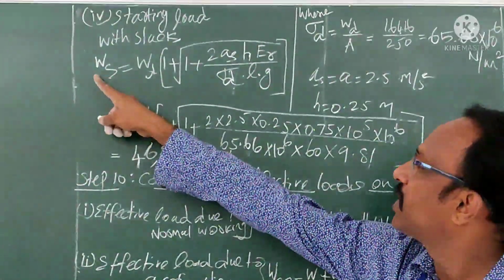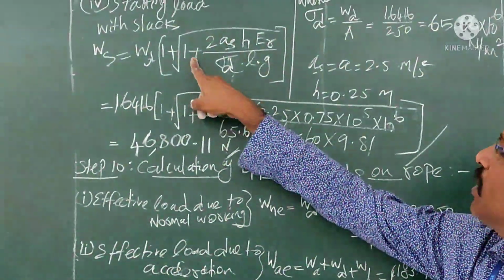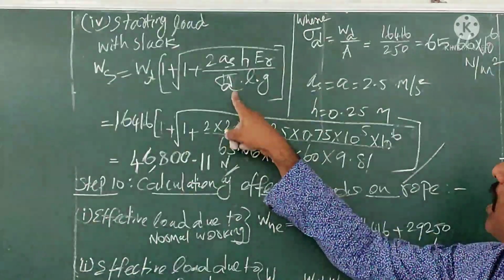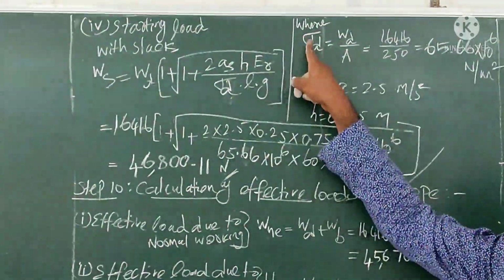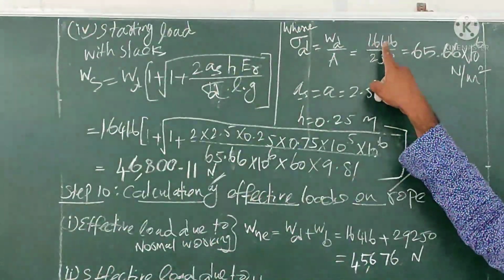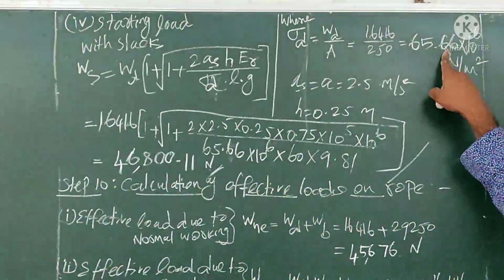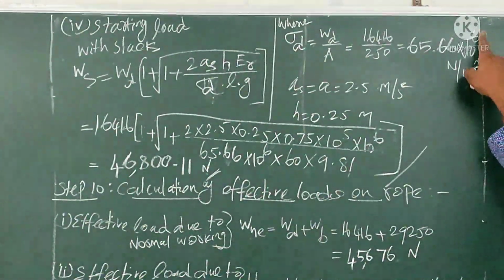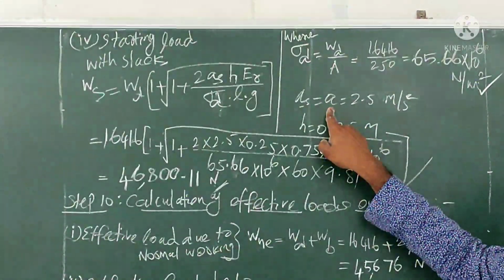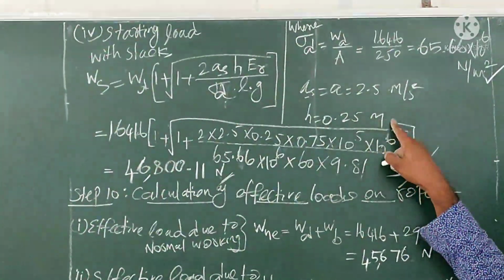Next step, we need to calculate the starting load with slack. We have the formula WS equal to WD into 1 plus square root of 1 plus 2AS H by sigma D into L into G, where sigma D equal to WD by A, direct stress, 16,416 by A, you can get 65.66 into 10 power 6 Newton per meter square. AS is nothing but A, 2.5 meter per second square. H is equal to 0.25 meter.